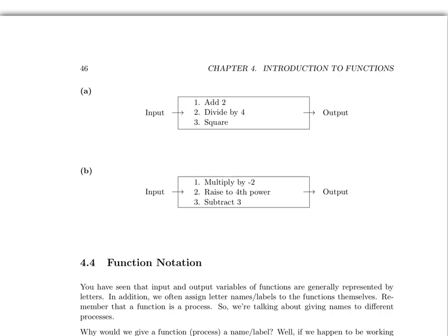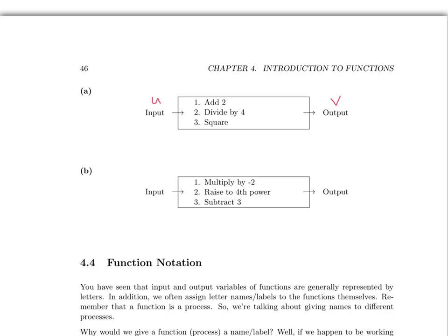In this last example, each of the functions is represented by a flow diagram. Let's write each of the functions as equations, and in each case we'll use the letter u to represent the independent variable, or the input, and the letter v to represent the dependent variable, or the output. So let's look at part A. The input is represented by the letter u, the output is represented by the letter v.